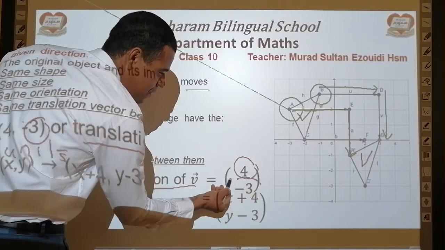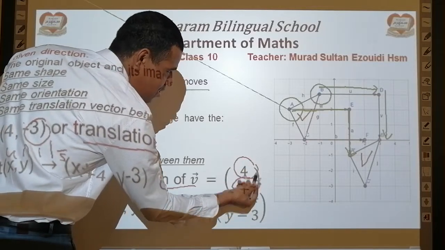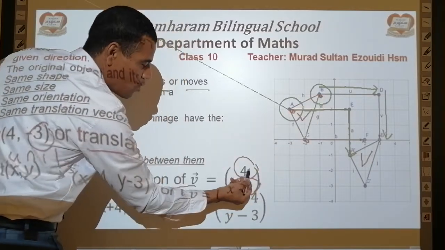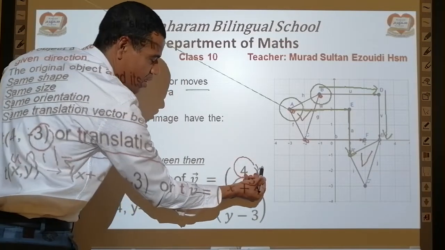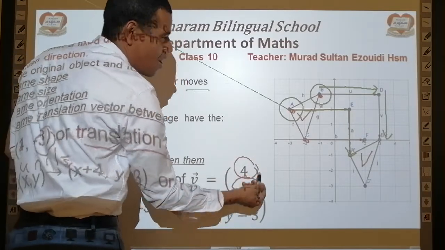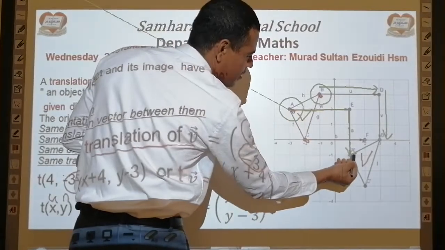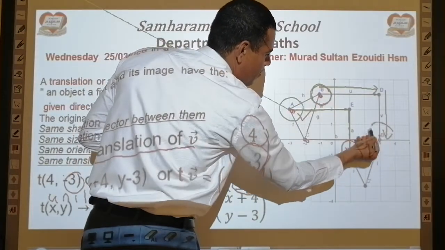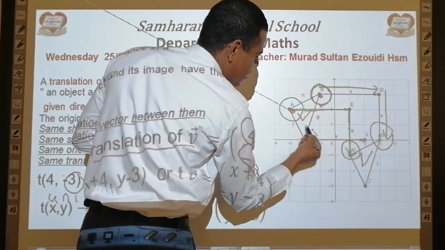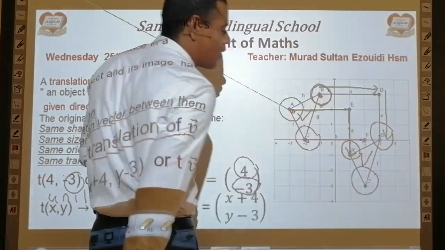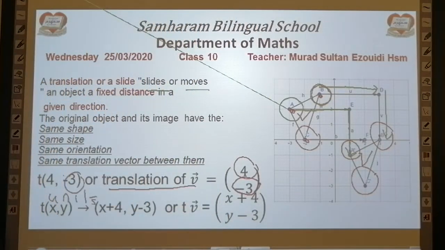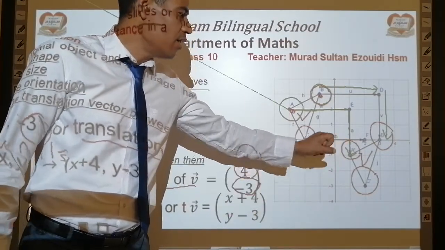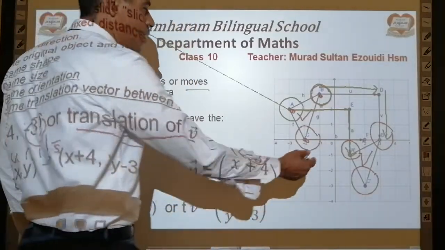This means that each point of this triangle ABC should move 4 units to the right in the x direction and 3 units down in the y direction. So the image of A is A prime, the image of B is B prime, and the image of C is C prime. This is a translation that maps triangle ABC onto triangle A prime, B prime, C prime.